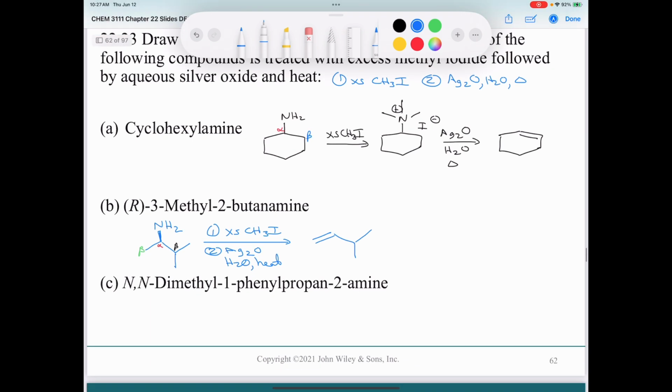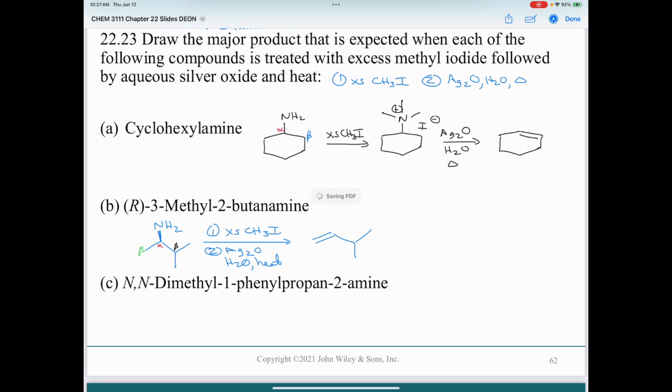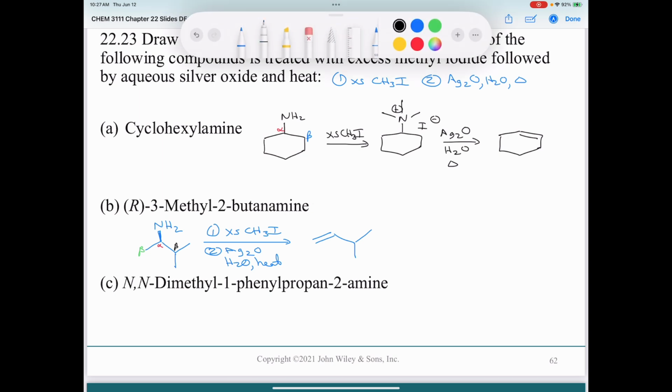And the last one, let me just move it up here a little bit. So we've got N,N-dimethyl-1-phenylpropane-2-amine. This sounds really long here. So let's start with propane-2-amine. If we try to draw propane-2-amine, just this portion here, you've got 3 carbons, and you've got the amine here. And then you've got N,N-dimethyl, and then you've got 1-phenyl. So you've got a phenyl sticking off here, like that.